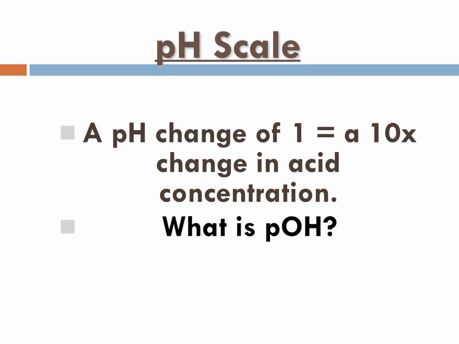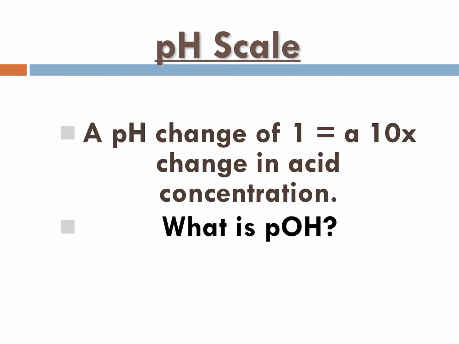What is pOH? pOH is the negative log of the OH minus concentration. So instead of measuring the acid concentration, we're measuring the base. The smaller the number, the more basic it is. So numbers less than 7 on the pOH scale are bases, greater than 7 are acids, the opposite of the pH scale. And then pH plus pOH is equal to 14.